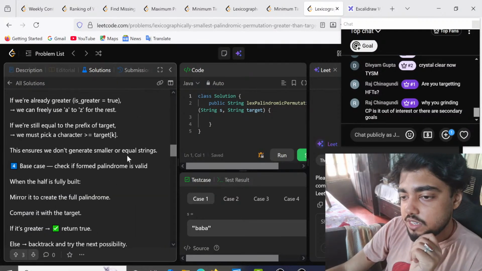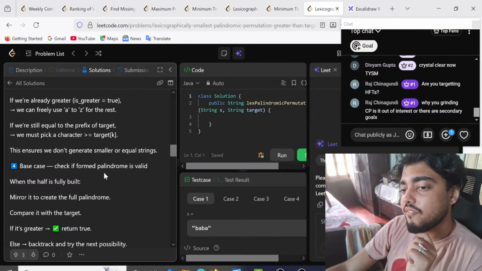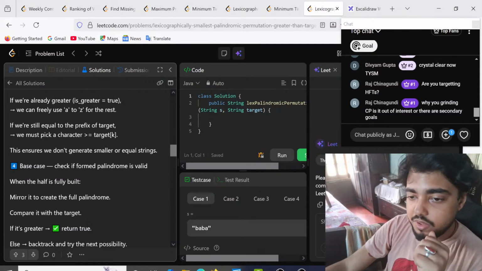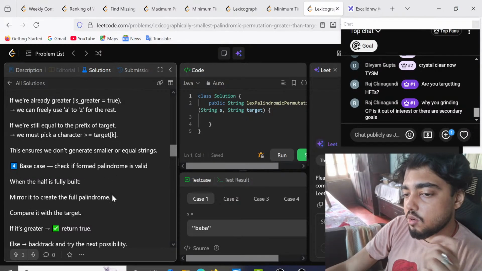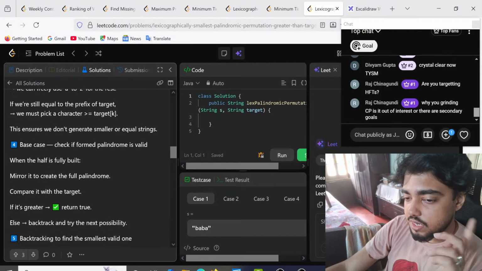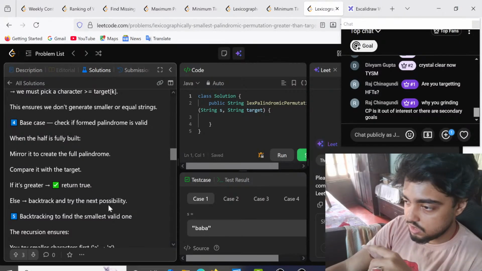This ensures we don't generate smaller or equal strings. Base case: check if the found palindrome is valid. When the half is fully built, mirror it to create a full palindrome and compare it with the target. If it's greater, return true, else backtrack and try the next possible.